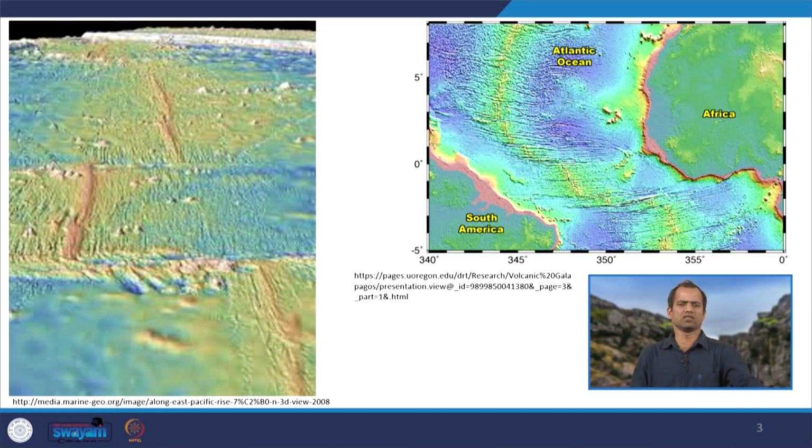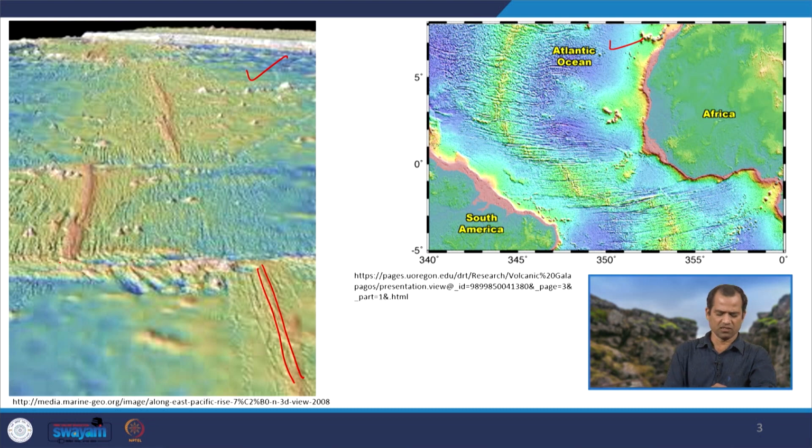Now these are two diagrams, one representing the East Pacific ridge and another the Mid-Atlantic ridge. Now you see this ridge is not straight. Here is one segment and this is offset, and that is another segment, and then there is an offset, this is another segment, then there is an offset, then another segment. Like this the ridge is continuing.